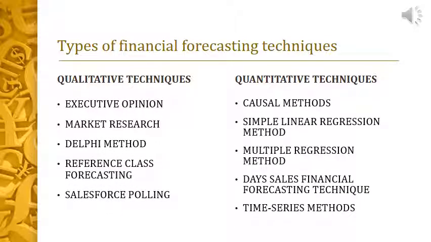There are various types of financial forecasting techniques, and they are categorized into two: qualitative techniques and quantitative techniques. Here are the techniques under each category. In the qualitative technique we have executive opinion, market research, Delphi method, reference class forecast, and sales force polling. On the other hand, in quantitative techniques there are the causal method, simple linear regression method, multiple regression method, day sales financial forecasting, and time series method.